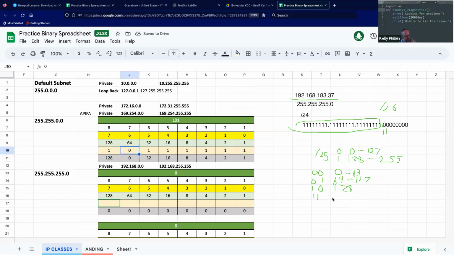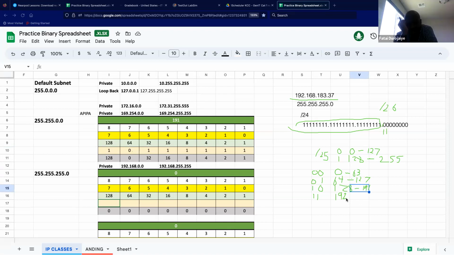All right, so 128 to 191. What you can do in your head is just cut this in half and then you know it. I'm just trying to show it to you visually in binary as well. And then you have 192, and where do we think this network ends? 255. 192 to 255, right? This is /26.